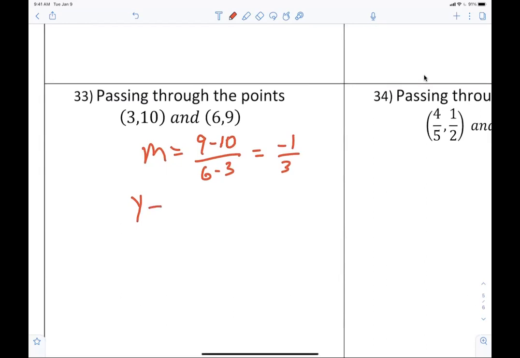Yes. What's the y value? Oh. 3, 6. y, because it's in the y. Yes. Equals. Hold up. Come on. -1/3 times x minus 3.